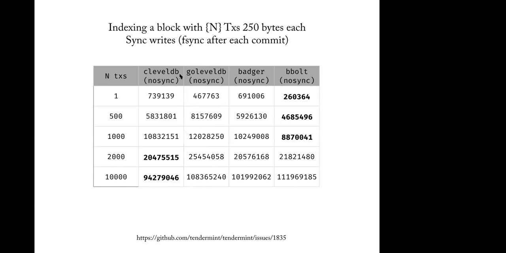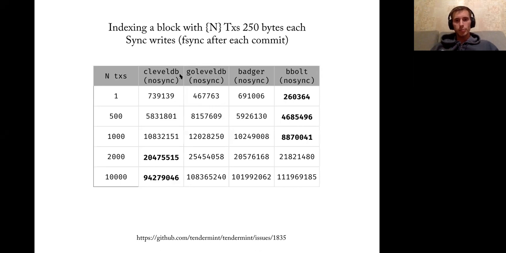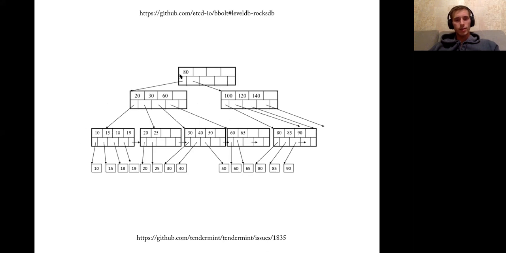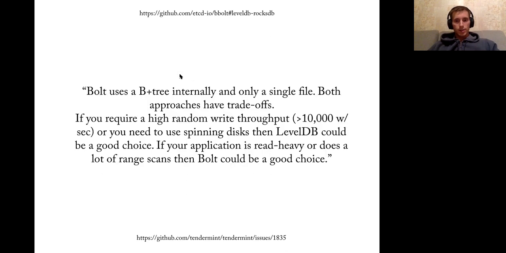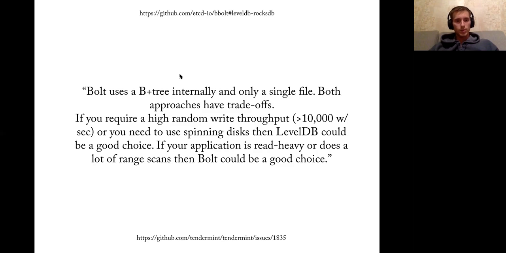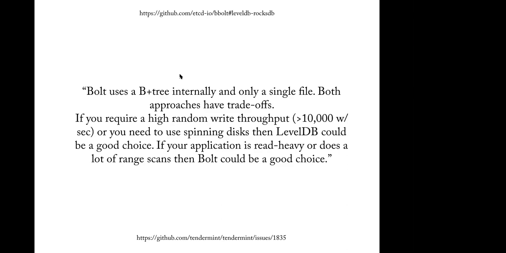Does it use a different data structure, or how is it different from LevelDB and Badger? Yeah, so C LevelDB, Go LevelDB, and Badger are all LSM, log-structured merge trees. BoltDB is a B+ tree, and yeah, this is the B+ tree, and this is what Bolt offers, right?